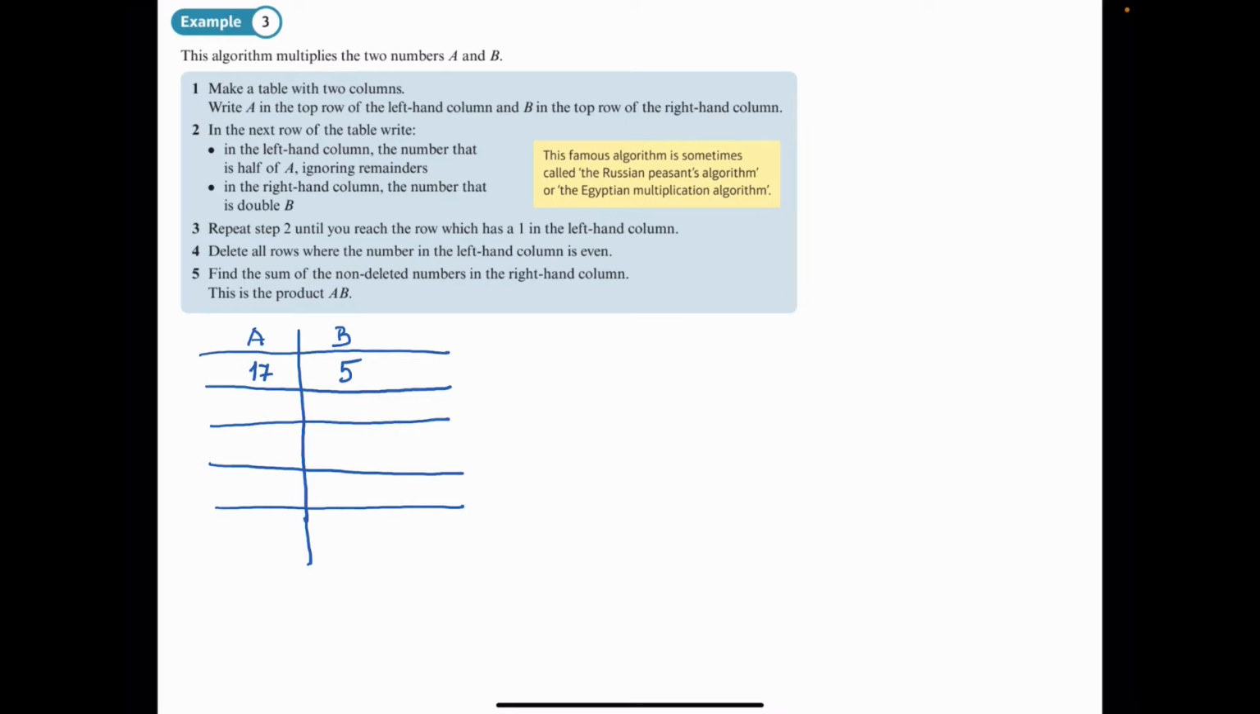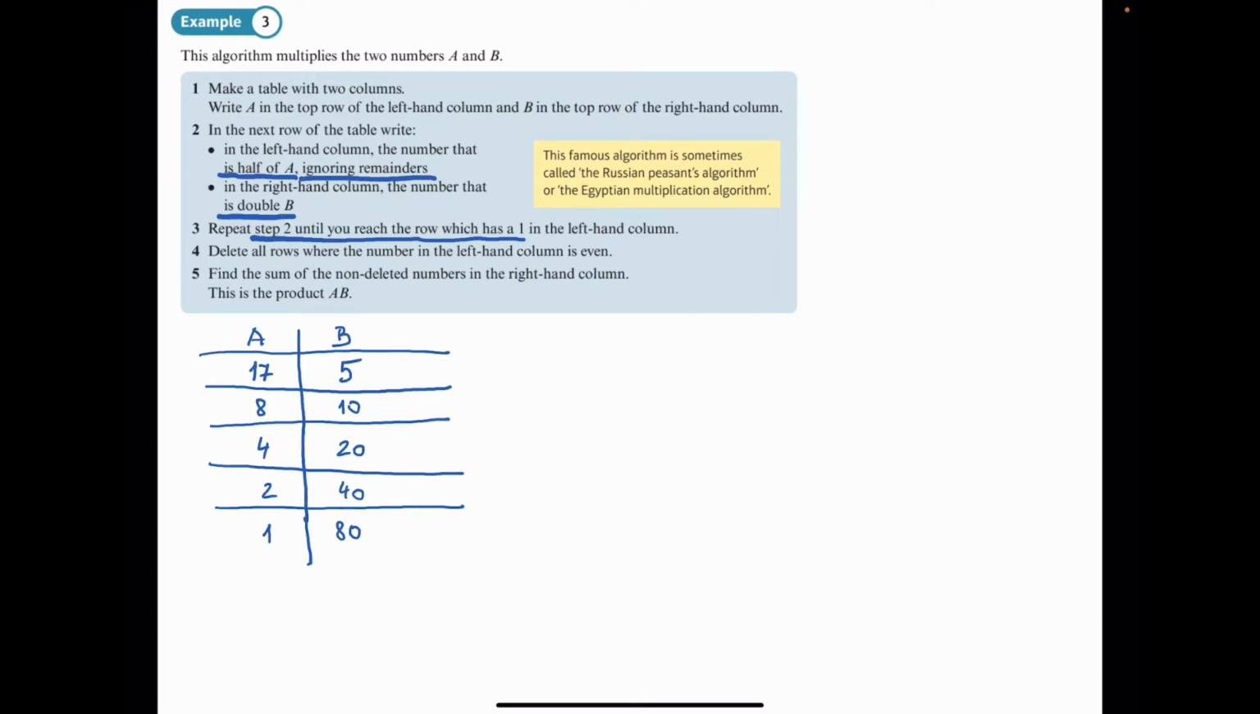So under the A, we're going to write half of A, ignoring the remainders. Half of 17 would be 8.5, but we ignore the remainder. Then the double of the B, so I'm going to do 10. And then we will repeat step 2 until we reach a row which has 1 in the left-hand column. So this is 4 and 20, then this is 2 and 40, and this would be 1 and 80.